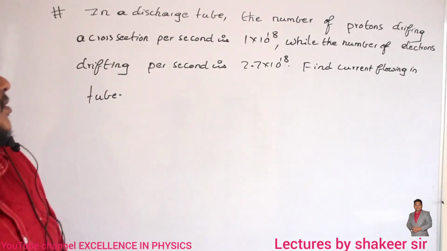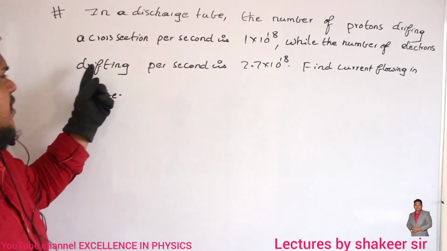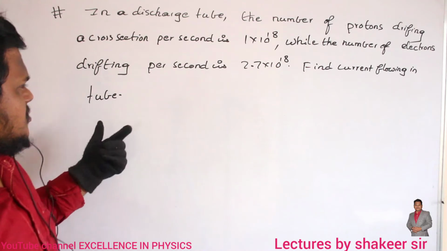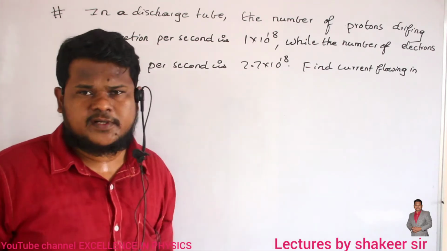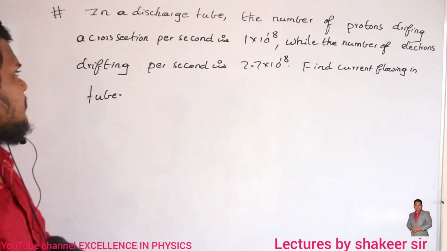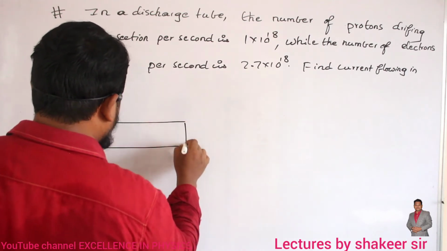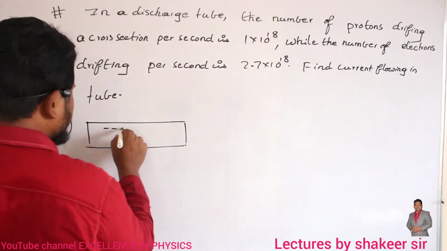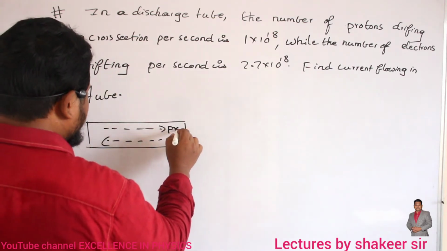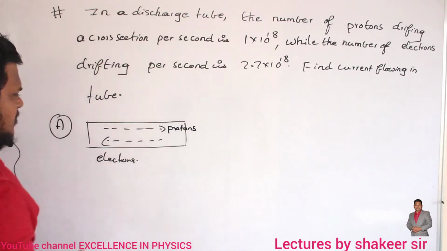So let us see this question. In a discharge tube, the number of protons drifting across a cross section per second is 1 into 10 power 18, while the number of electrons drifting per second is 2.7 into 10 power 18. Find the current flowing in the tube. Clear? If I take this as a discharge tube, let us consider protons are traveling in this direction. Definitely electrons must be traveling in the opposite direction. So this is the flow of protons and this is the flow of electrons.